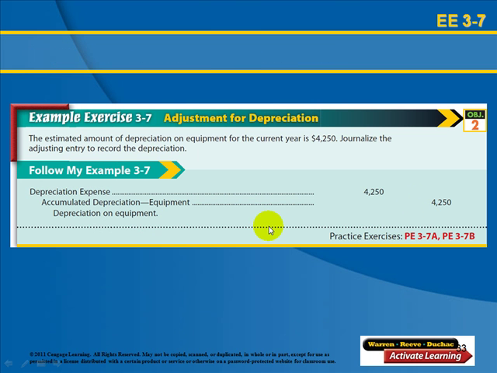An example for depreciation. The estimated amount of depreciation on equipment for the current year is $4,250. We must journalize the adjusting entry to record depreciation. We need to debit the depreciation expense account by $4,250 and credit accumulated depreciation for equipment $4,250. And then we will post this journal entry.